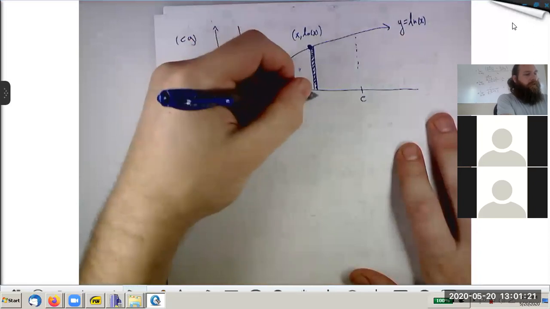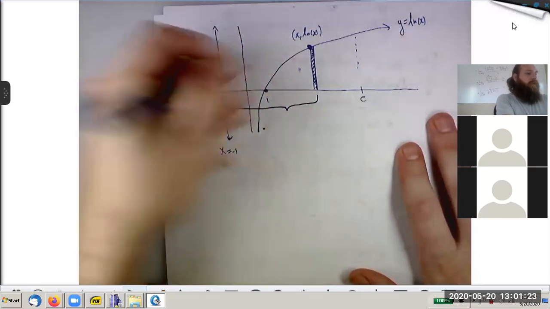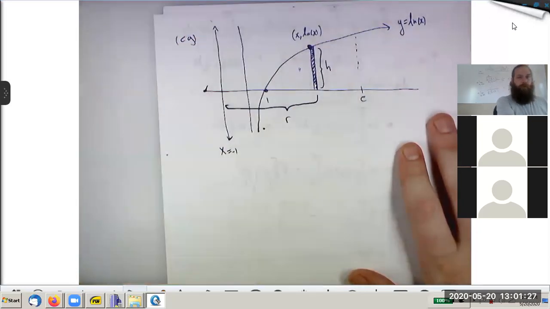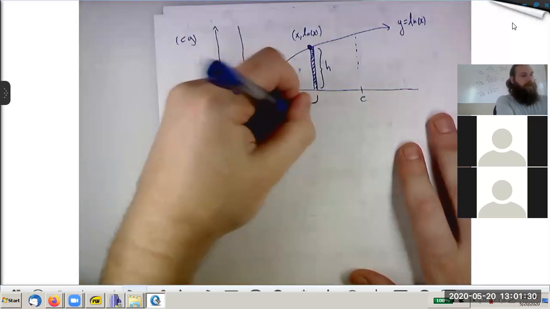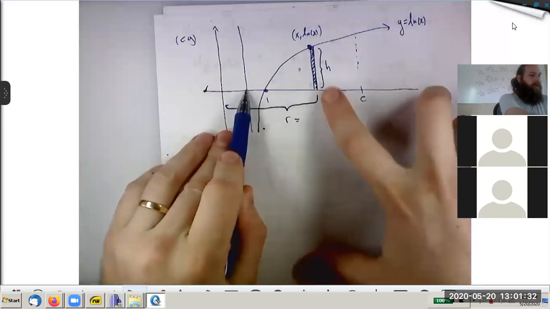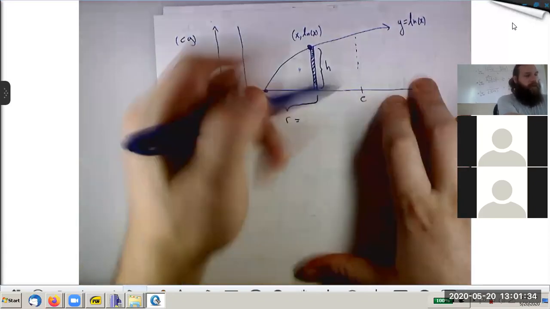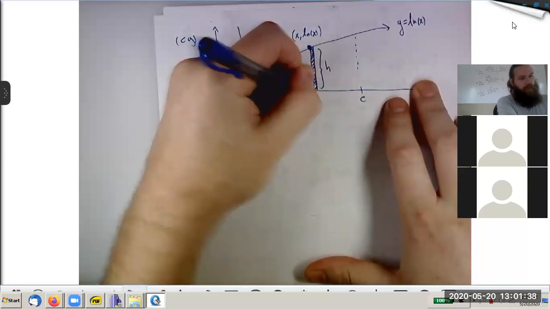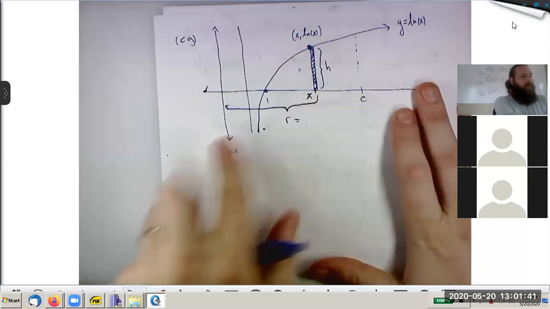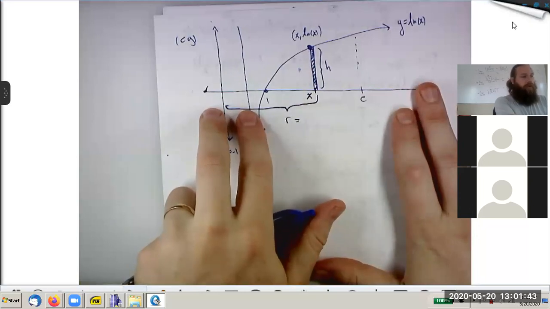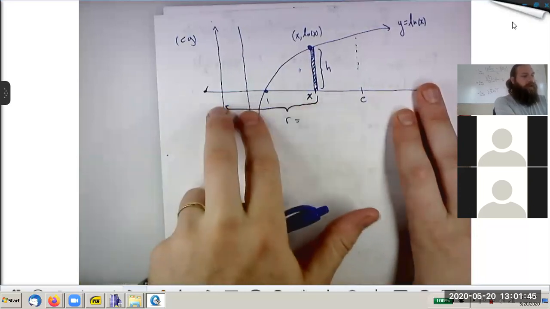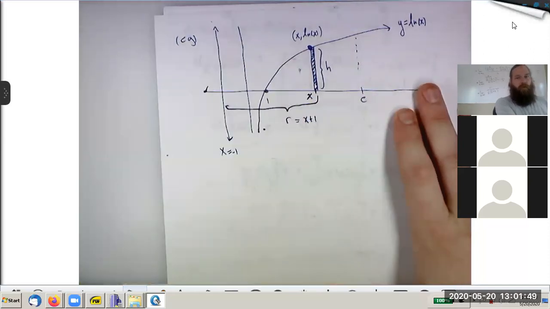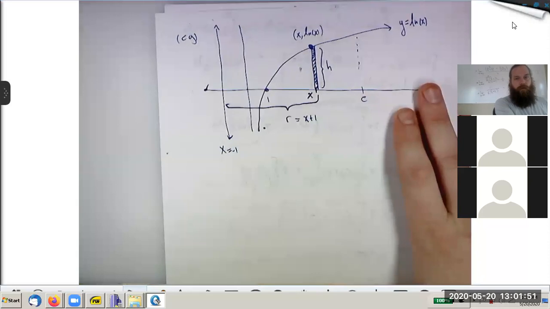So what I need is this radius and this height. The radius here, from here to here, is just x, right? Because this strip is always located at just a generic x value. This distance over here is 1. So this is x plus 1.